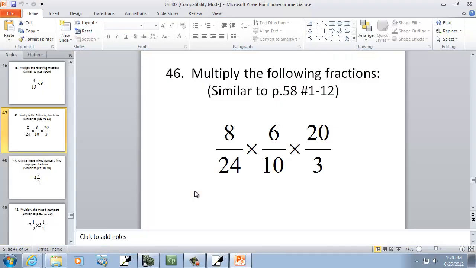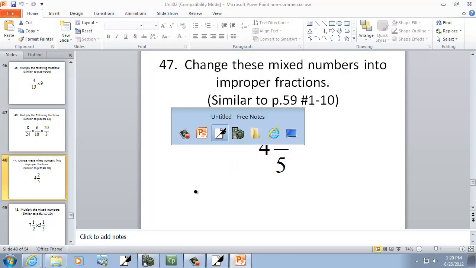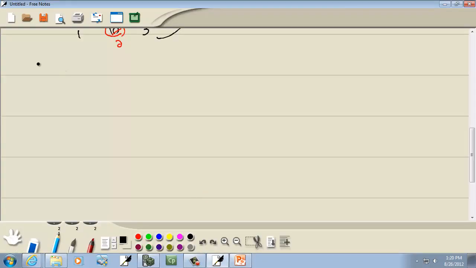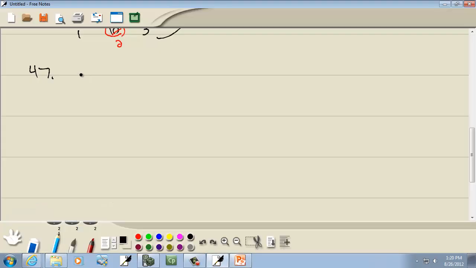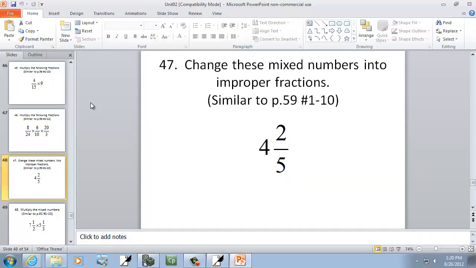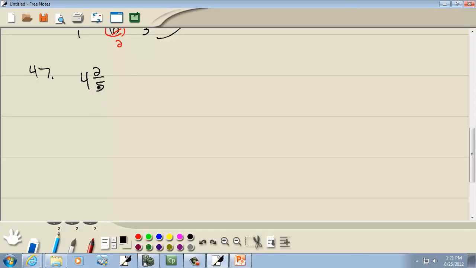Well, this next one introduces something we've already talked about, but it's necessary for multiplication of mixed numbers. So we got 4 2/5, and it says change these mixed numbers into improper fraction form. Now again, let me write out all the steps. We're going to take the number that's out in front, multiply it times the denominator. So we're going to take 4 times 5, and then we'll add the number on top, which is 2. And the denominator stays as is.